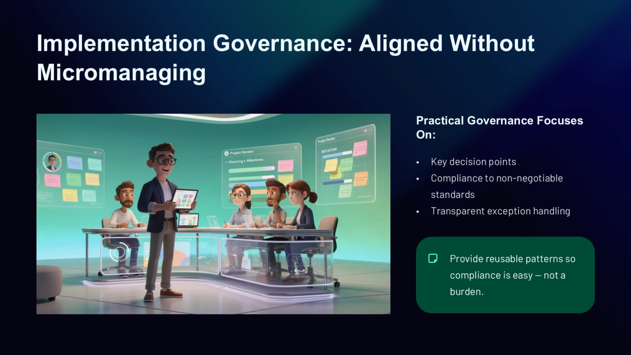You ensure the enterprise guardrails are followed and the risks are visible. You support delivery teams by providing reusable patterns and clear standards, so compliance is easy. When implementation governance is designed this way, it improves speed because it prevents late-stage surprises and rework while still allowing teams to deliver within agreed boundaries.